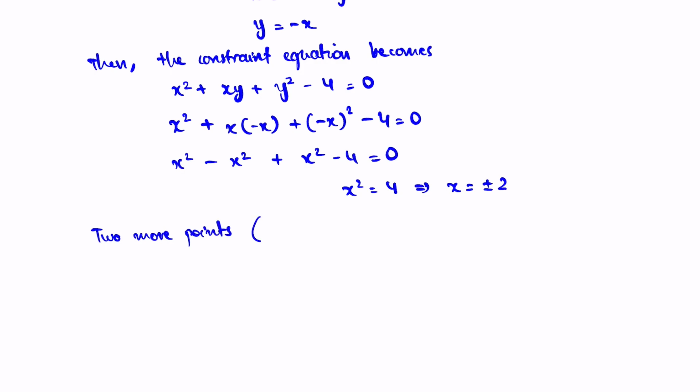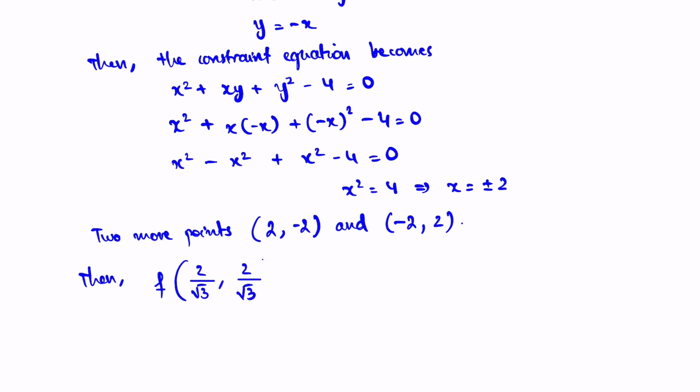When x equal to 2, y equal to negative x, that is y equal to negative 2. And when x equal to negative 2, y is equal to positive 2. So we have 4 different points that we need to use to evaluate the output of the function. That is, we're going to do f of (2 over root 3, 2 over root 3). That is the first point of consideration.